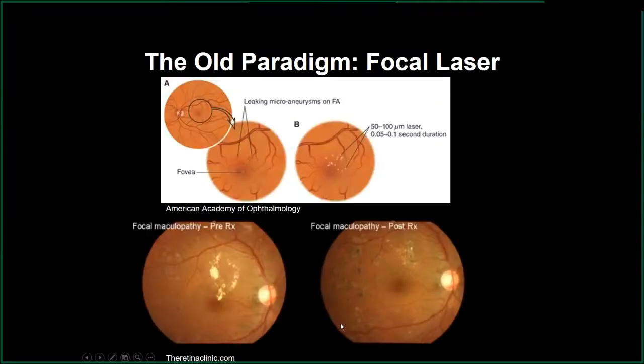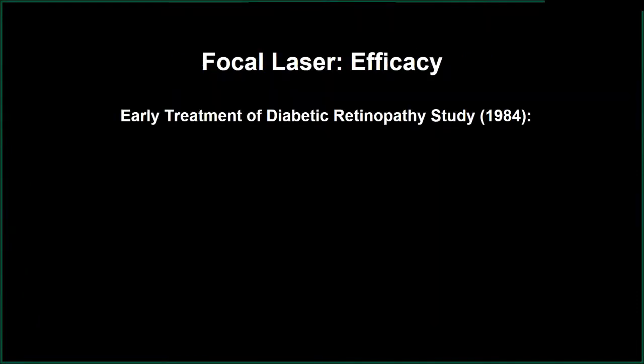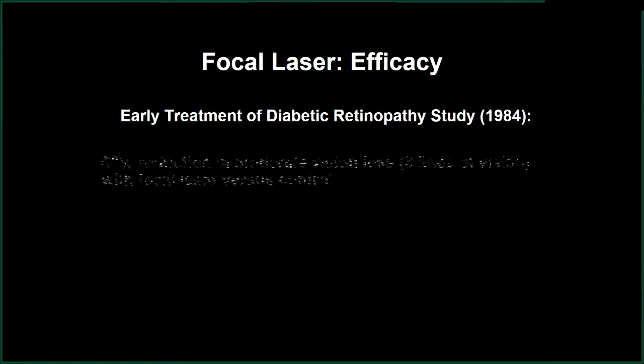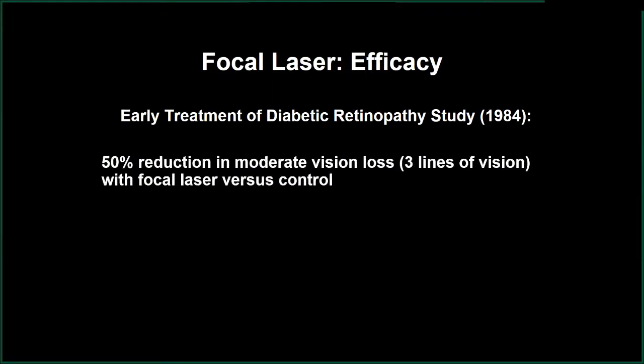So, of course, that also means that you can't treat right over the fovea, right? This is where we get our 20/20 vision from. So it was a major, major limitation of focal laser. In the Early Treatment of Diabetic Retinopathy Study in 1984, which was the single best clinical trial on diabetic retinopathy in the world at the time, it demonstrated that, yeah, laser works, but really only to stabilize vision. It rarely improved vision. There was a 50% reduction in moderate vision loss with focal laser versus control. Very few patients improved vision.